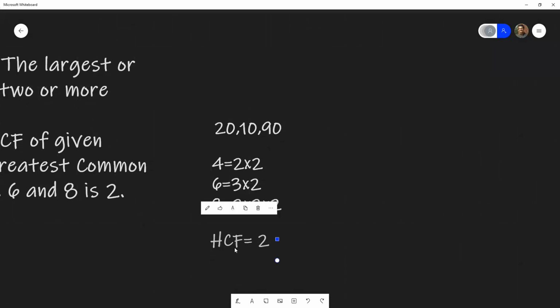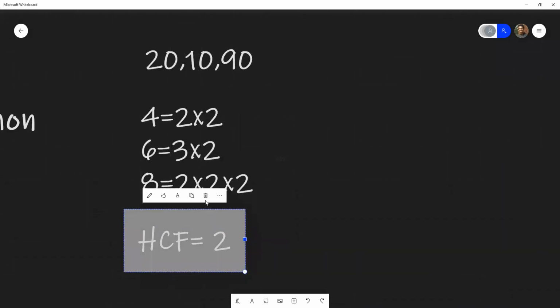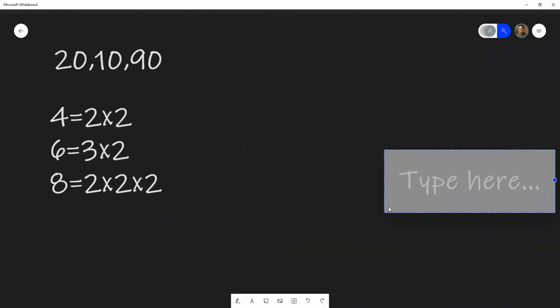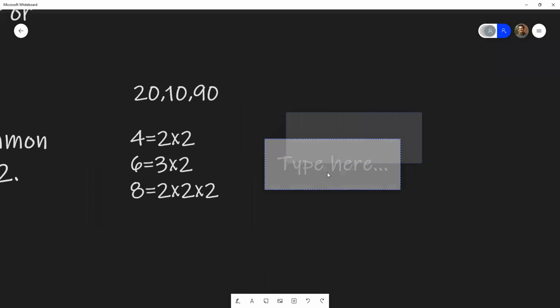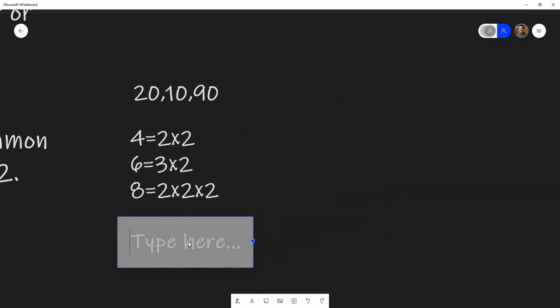What if this was LCM, not HCF? Let me help you with this. What if it was LCM? Can someone answer the question? Yes, it will be 2, 3, and also 2. We take all of them in LCM: 2, 3, 2, and 2.